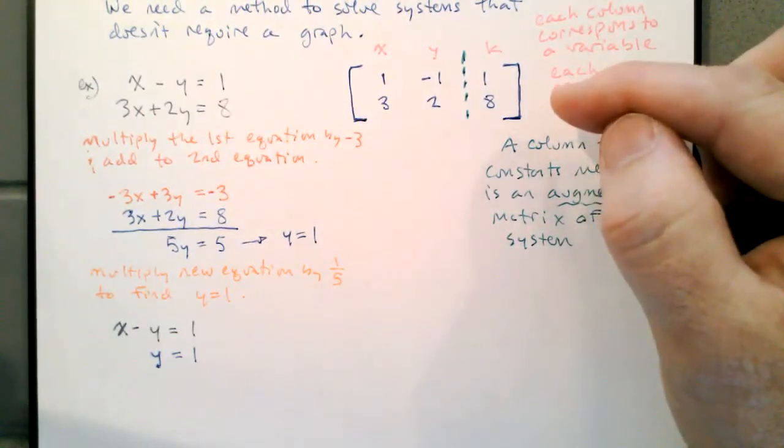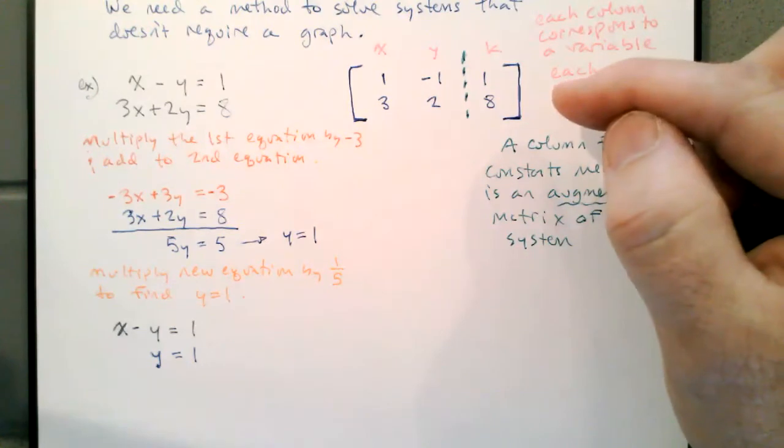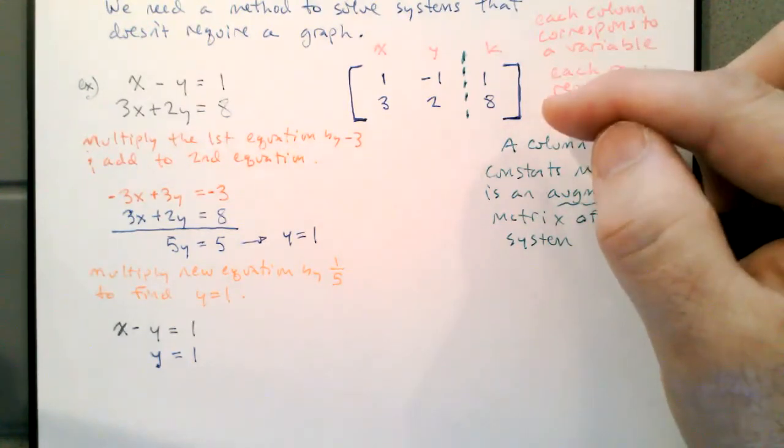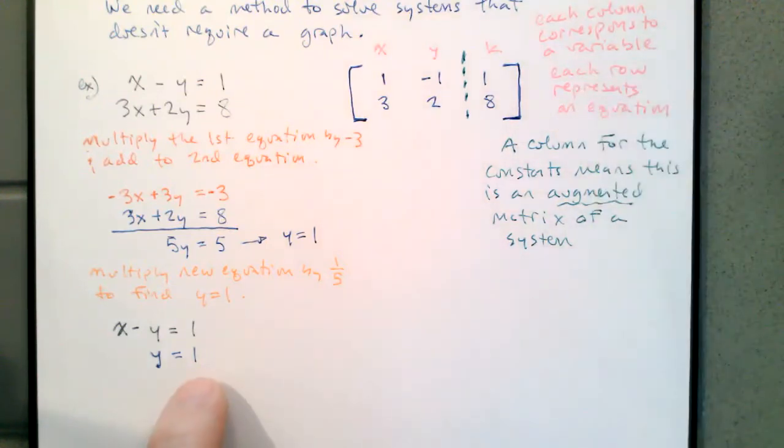So let's take a look at this new system and think in terms of the augmented matrix, what we did. The first thing we did was we took the first equation and multiplied by -3 and then added it to the second equation, and that became our new second equation.